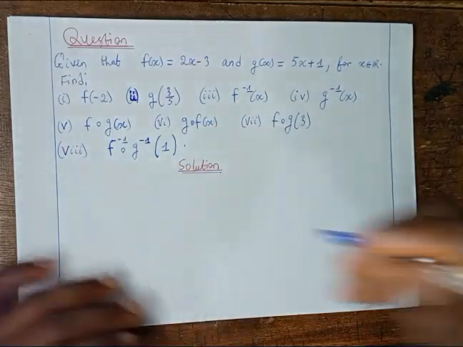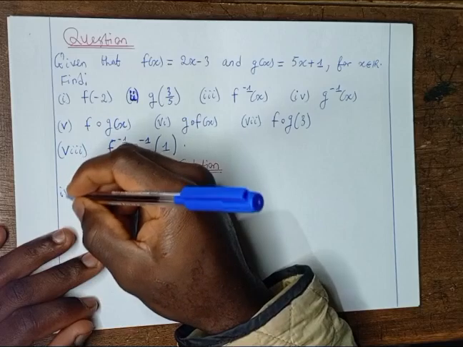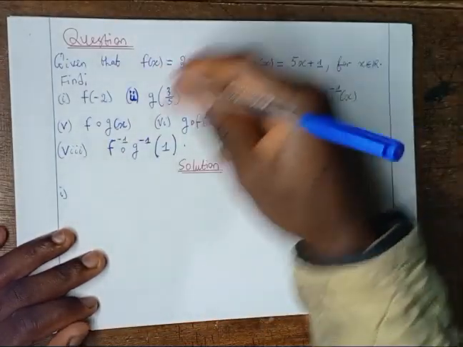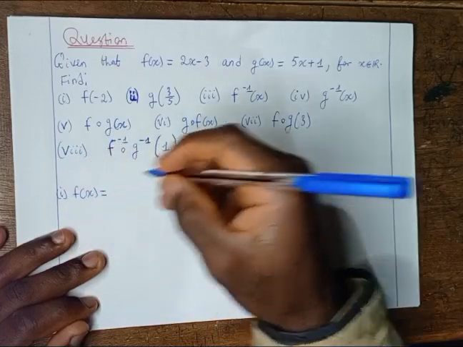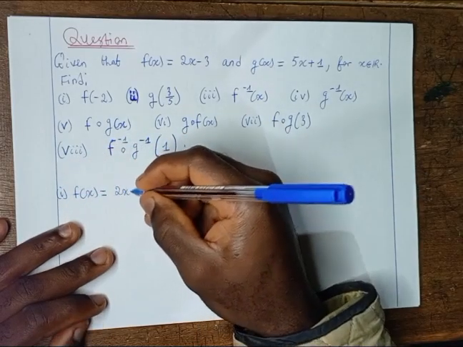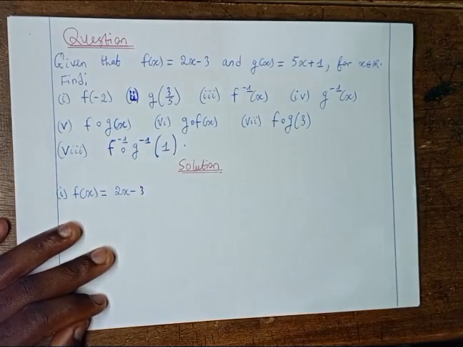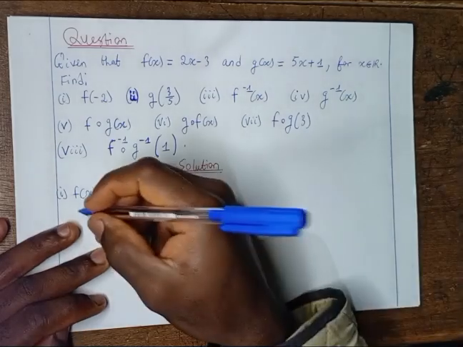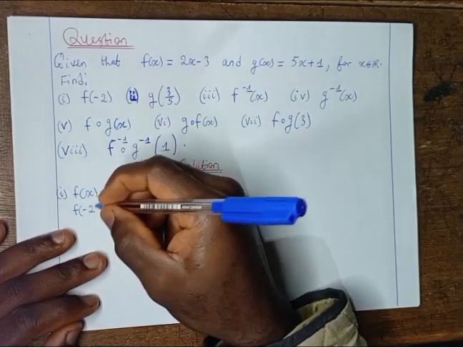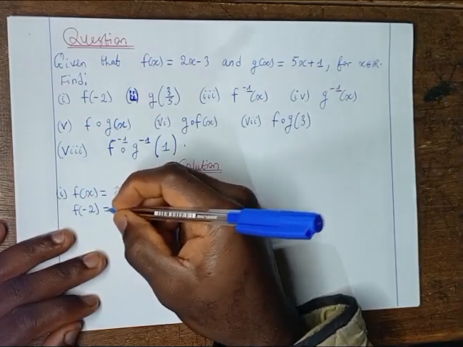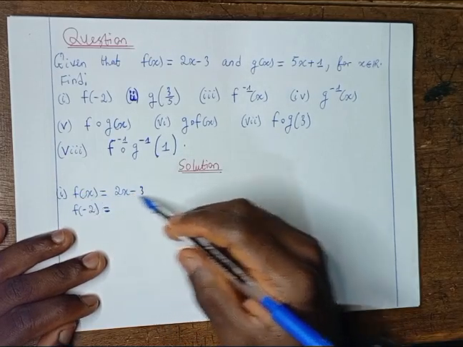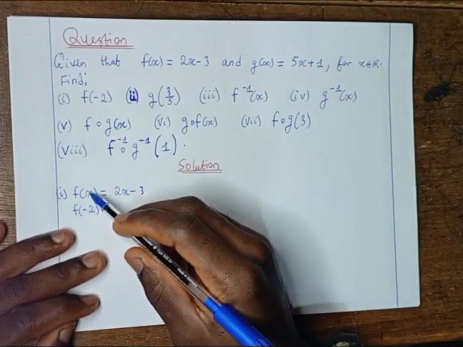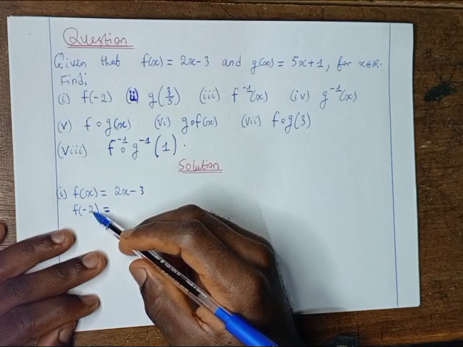First, we have to find f of negative 2. We know the function f of x is simply equal to 2x minus 3. Now we have to find f of negative 2. For us to get f of negative 2, it simply means in our function f of x, anywhere we see x, we have to replace x with negative 2.